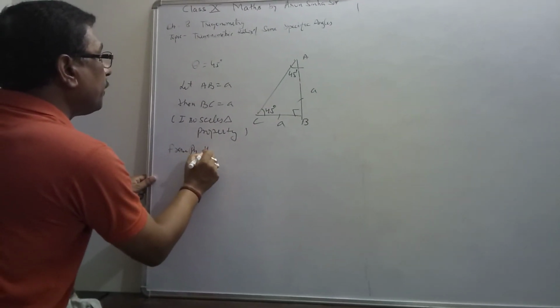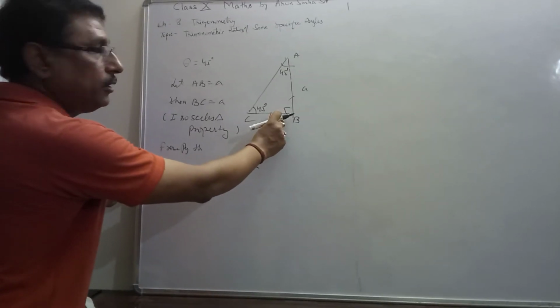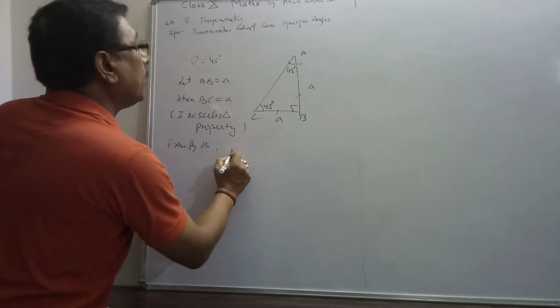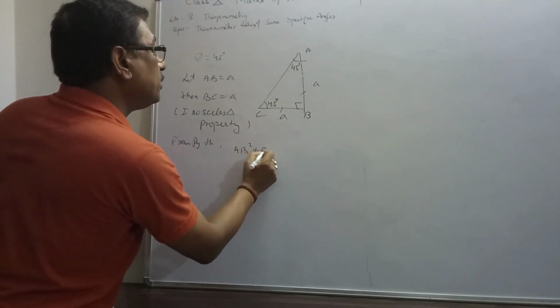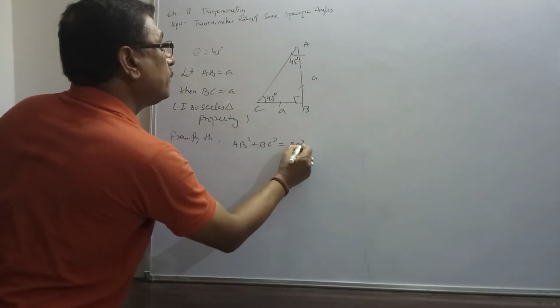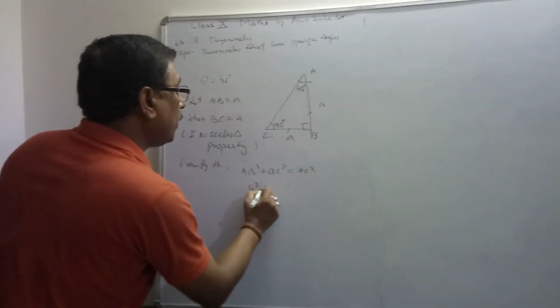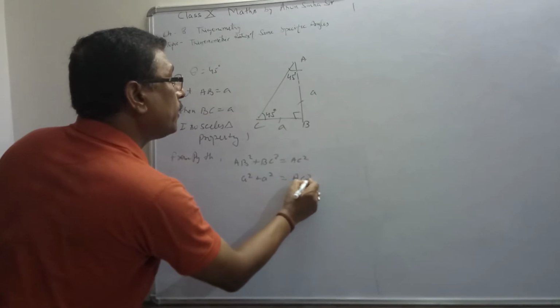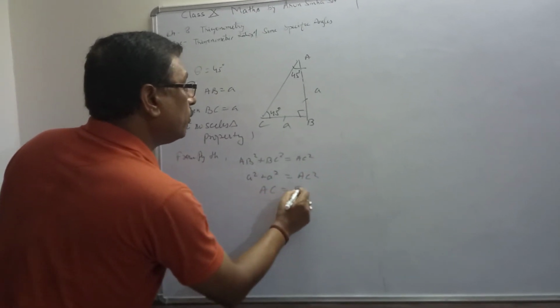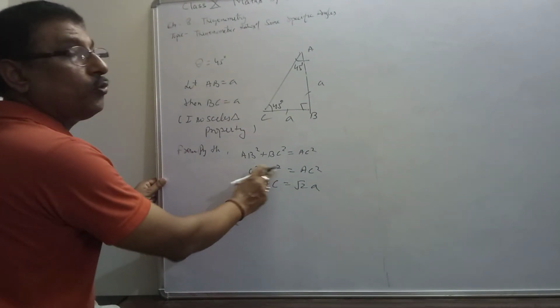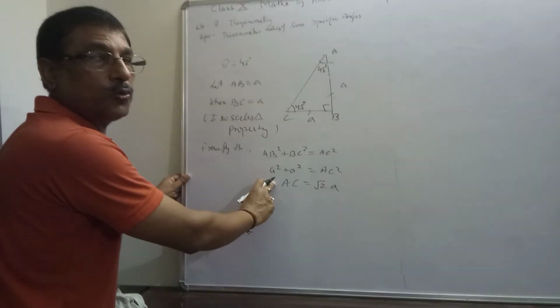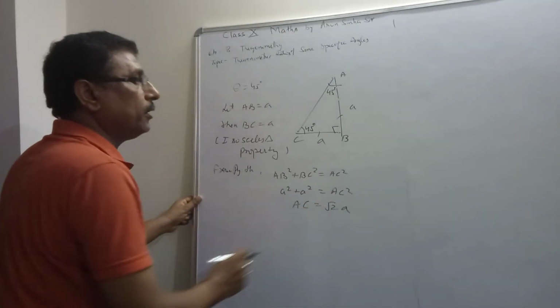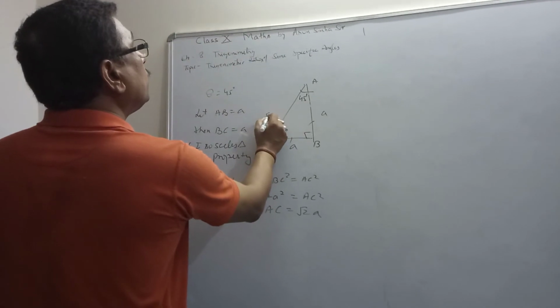Why can we apply Pythagoras theorem? Because this is 90 degree. So apply AB square plus BC square is equal to AC square. So we will get what children? A square plus A square is equal to AC square, or AC is equal to what? Root 2A. A square plus A square is 2A square. So root 2 square root is root 2 and A square is A. So you can see this is root 2A.